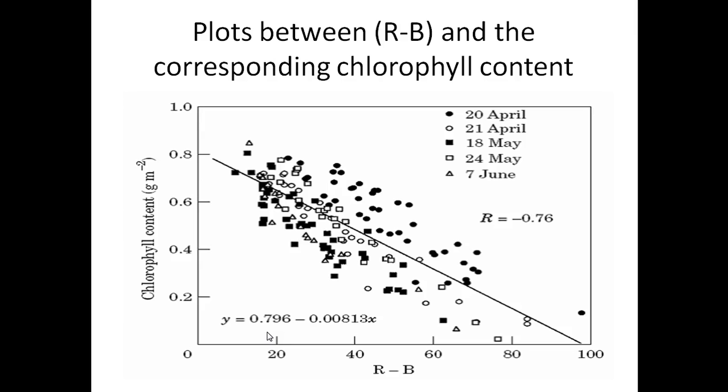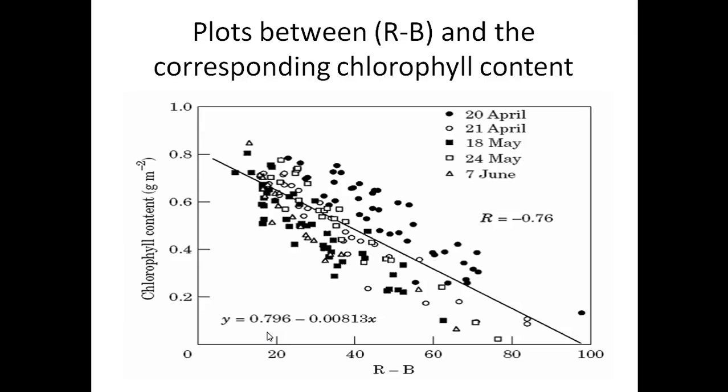Now with respect to this equation of line which is obtained, the correlation coefficient while using the concept of R minus B is minus 0.76. Now this is a very good estimate or mechanism of finding the chlorophyll content by using only R and B values, and especially of using the function of R minus B.